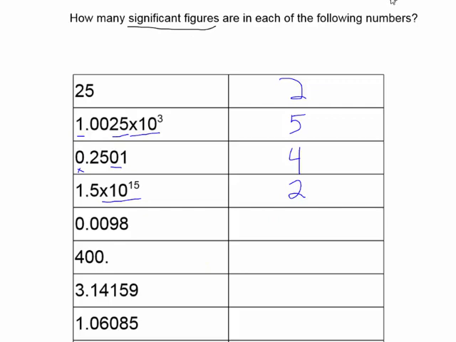Now another decimal, in the 5th problem that we're looking at, we have 0.0098. That's 5 digits in the number, but 3 of them are zeros.